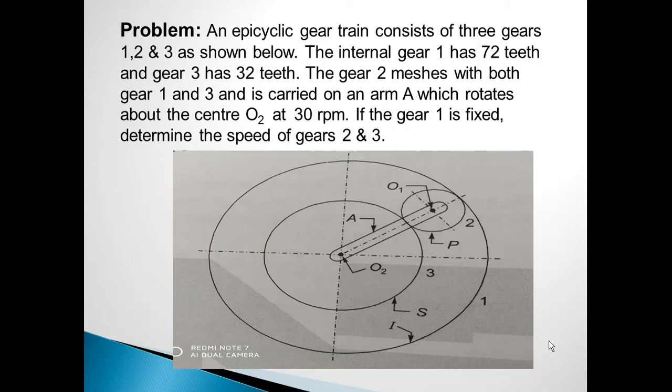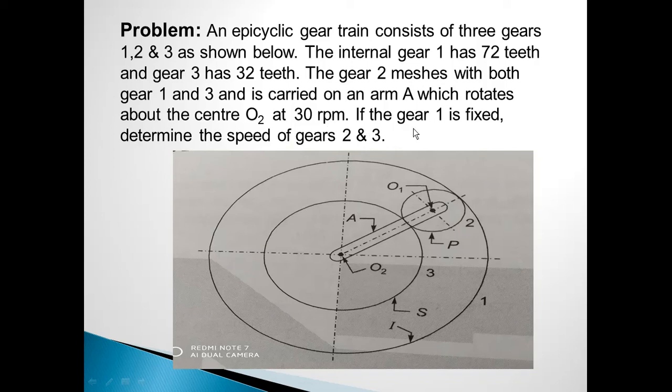The gear 2 meshes with both the gears 1 and 3 and it is carried on an arm A which rotates about the center point O2 at 30 rpm. It means gear 2 is going to be meshed with gear 3 and gear 1. Along with that, the arm A is rotating about point O at the center of gear 3 and having a speed equal to 30 rpm. This is also mentioned in the problem statement that the arm A will have a speed of 30 rpm.